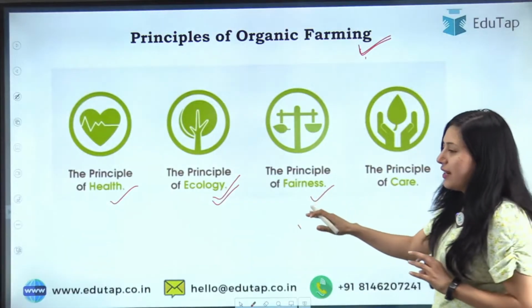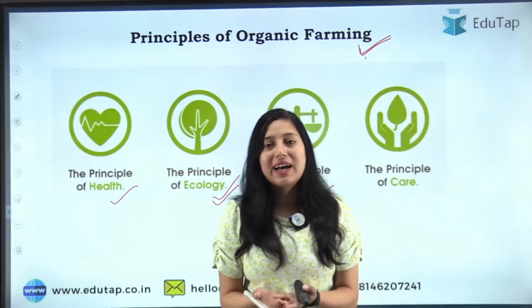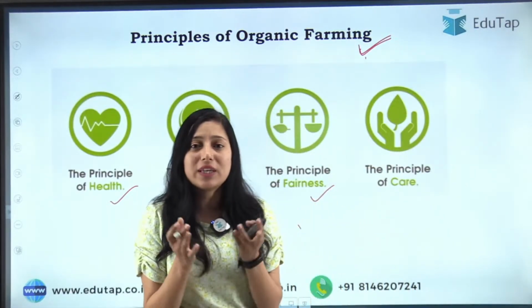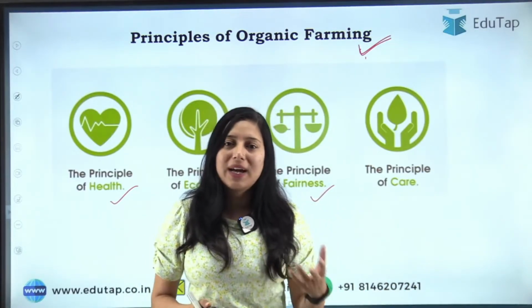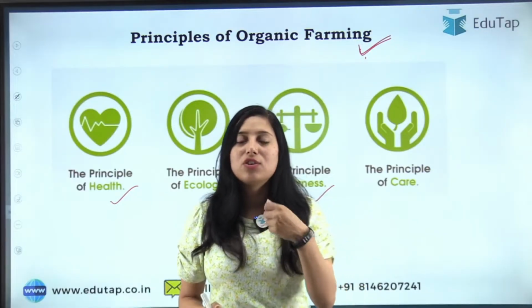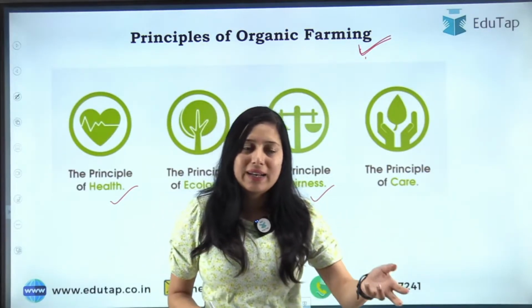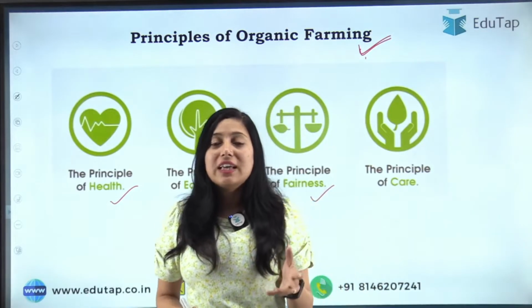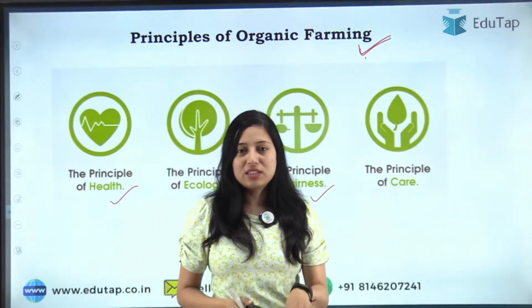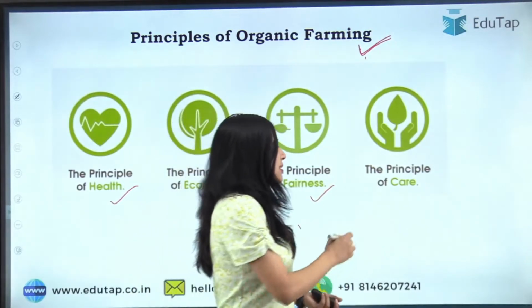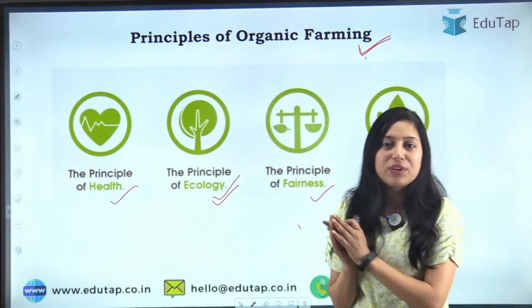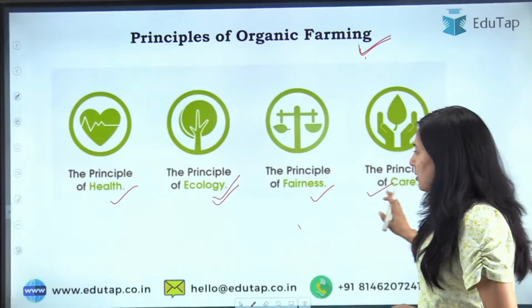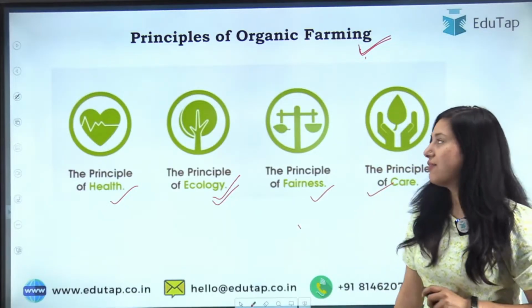Then the principle of fairness. The principle of fairness states that we have to give a fair chance to each and every organism present on earth. Okay? Be it plants, any microorganism, cattle, wild animals, or humans, they all have a fair chance on this earth. Okay? So that is the next principle. And then the principle of care is that we have to take care of our environment and our ecosystem. So these are, in general, the 4 principles of organic farming.